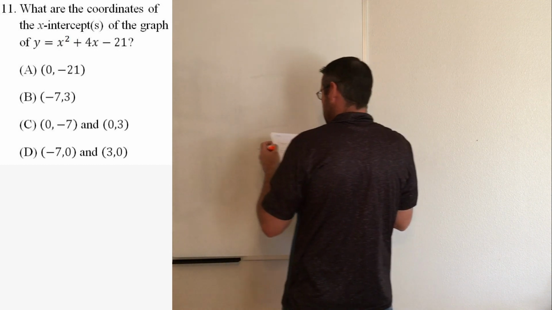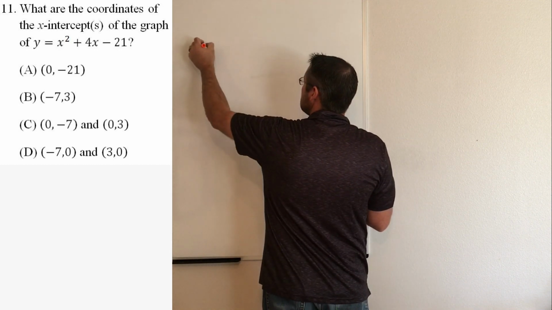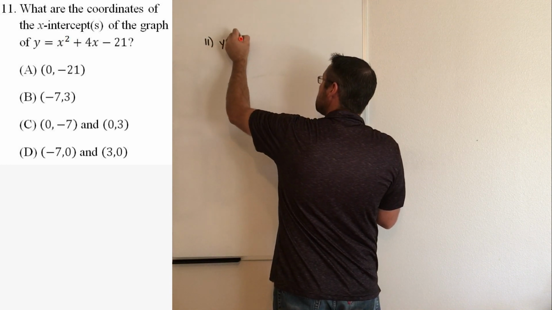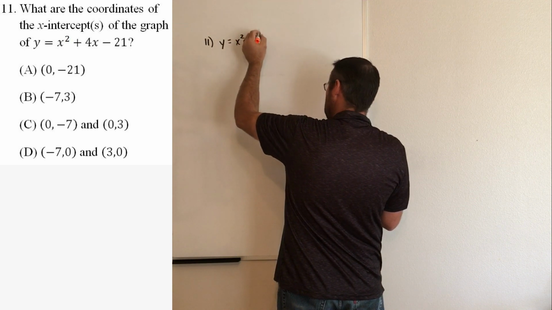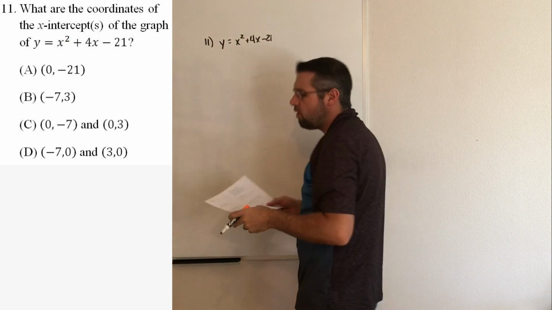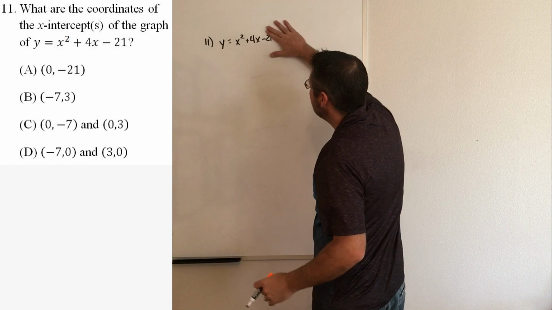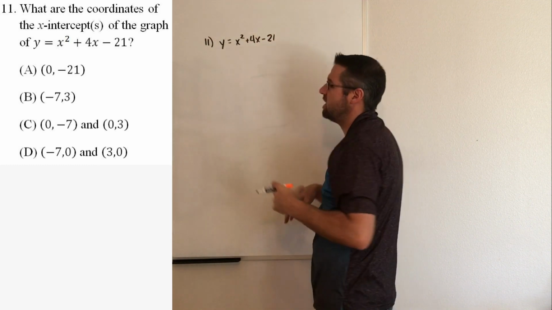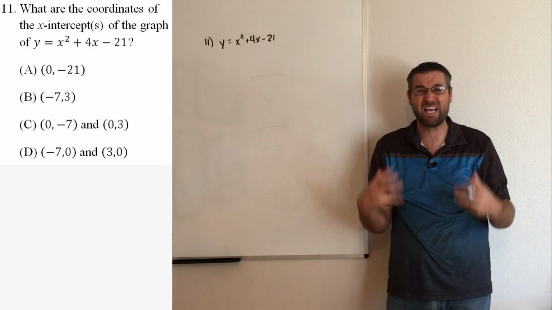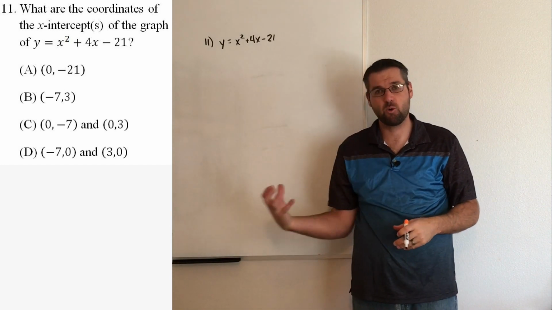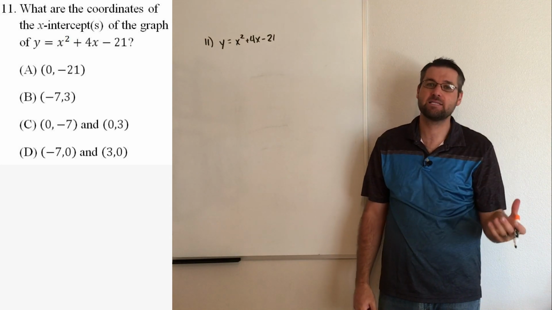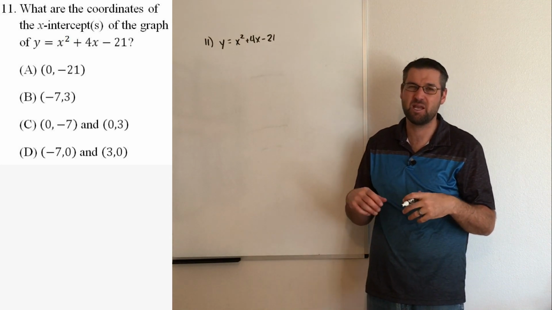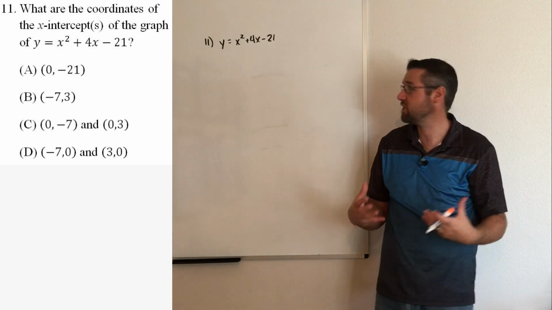Number 11, it says, what are the coordinates of the x-intercepts of this function, y equals x squared plus 4x minus 21? All the review problems so far have been focusing on just solving equations. I want to make sure you understand the difference between asking you to solve an equation and asking you to find the x-intercepts. The process is very similar, but make sure you understand what's actually happening.